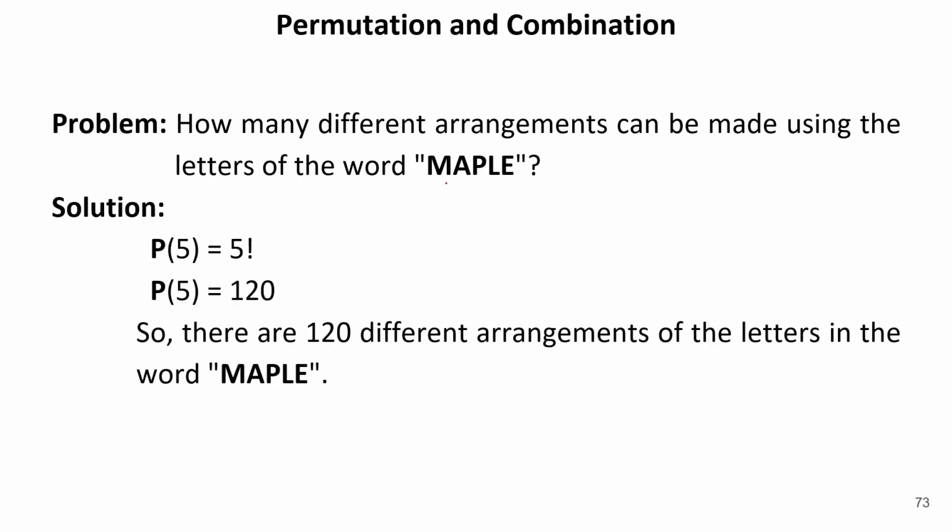5 factorial, right? So here we have 5 different letters. For the first place there will be 5 choices, for the second 4, third 3, then 2, then 1. So 5 factorial. Okay, so P5 is equal to 120. So there are 120 different arrangements of the letters in the word apple.